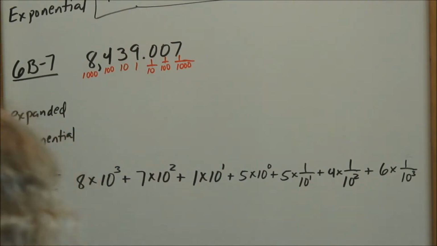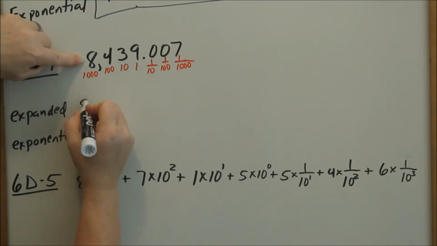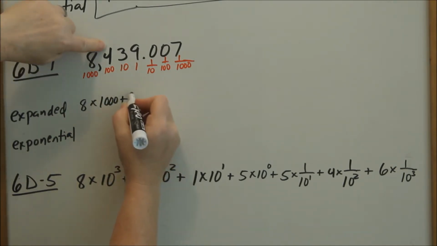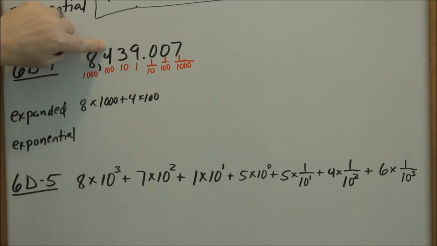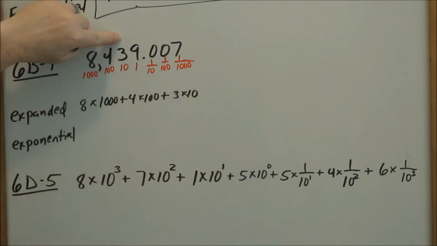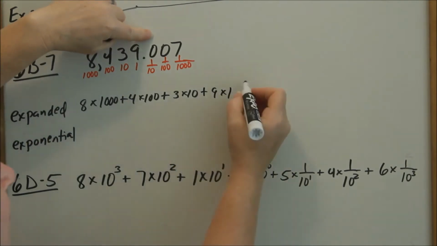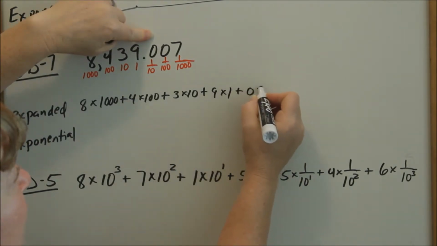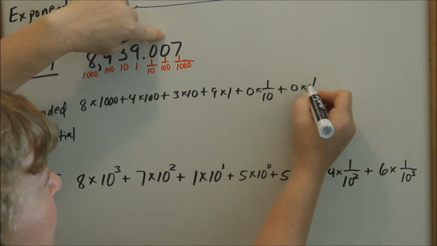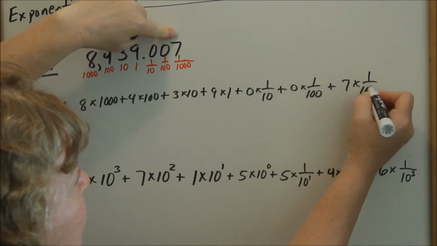Okay, so now we can write this in expanded notation. You always start with this number here. So 8 times the place value, it's in the 1000 place value, plus 4, it's in the 100 place value, plus 3 times 10, it's in the tens place value, plus 9 times 1, it's in the ones place value, plus 0 times 1/10th, it's in the 1/10th place value, plus 0 times 1/100th, it's in the 100th place value, plus 7, it's in the 1000th place value.